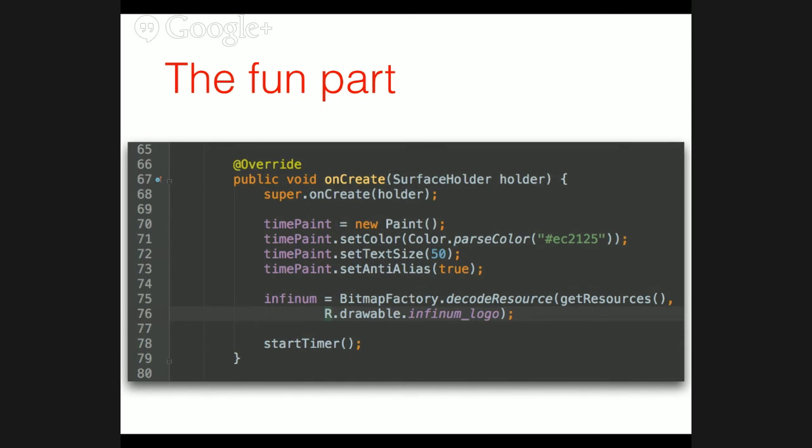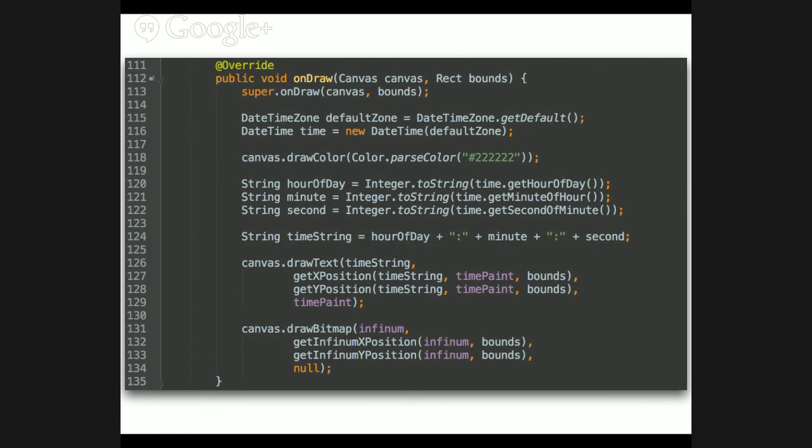So let's take a look. First, in our onCreate method, instead of starting the timer, we're going to create a new paint object, because we want to initiate the new paint object each time in our onDraw method. And we're going to create a new bitmap, which we will show on our watch face. And this is it. This is how you do it.